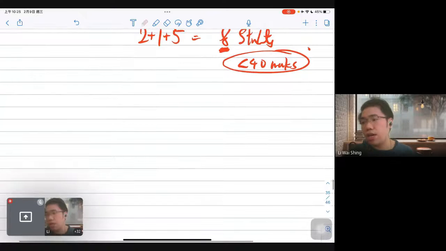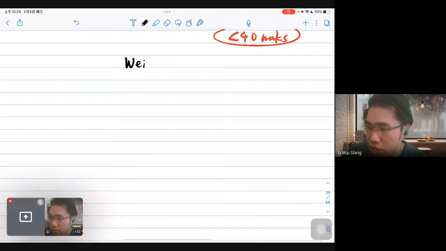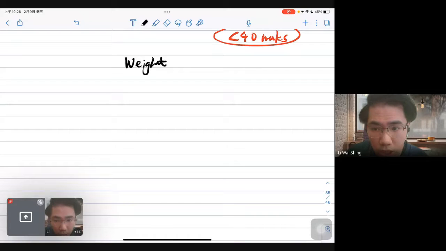Okay, give you another example. For example, I collect the weight information in this class. Weight information, 你有幾重? Okay, so I'll suppose, let me see. Jasper, how heavy are you?